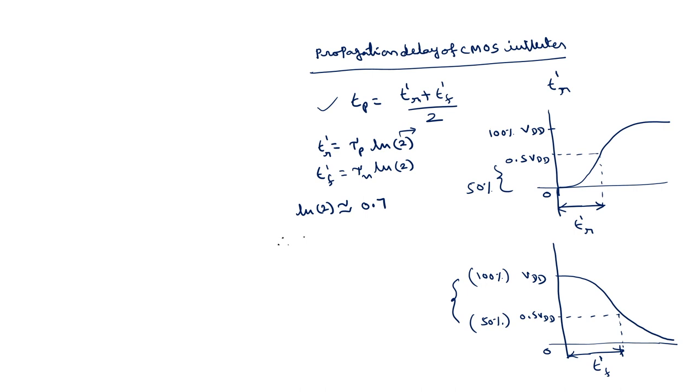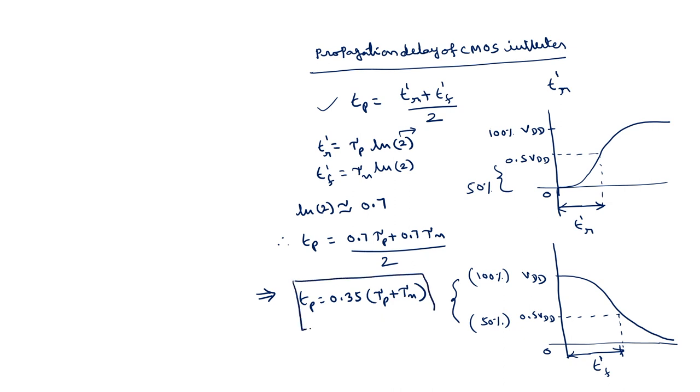So therefore Tp is equal to 0.7 tau P plus 0.7 tau N divided by 2, which implies Tp is 0.35 times (tau P plus tau N). This is the expression for the propagation delay of the CMOS inverter.